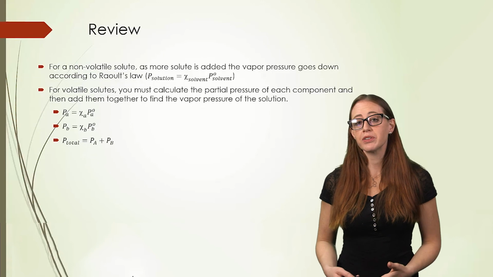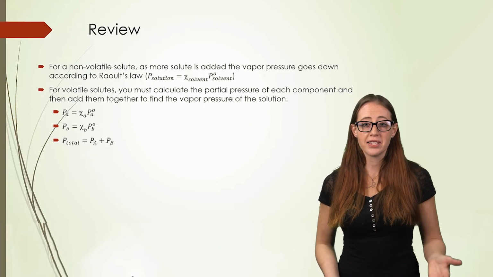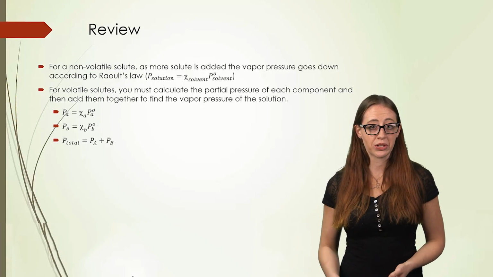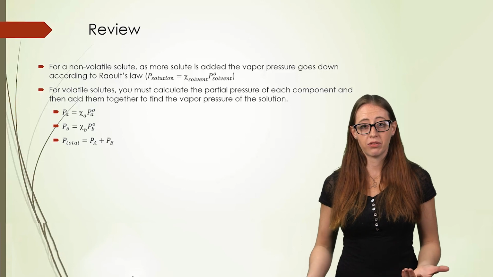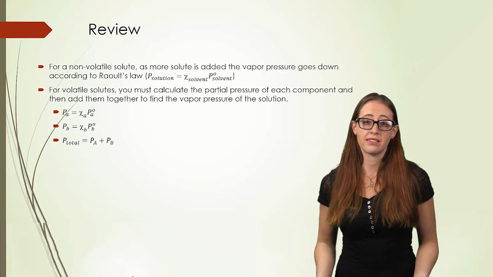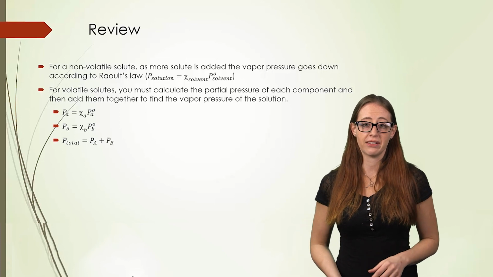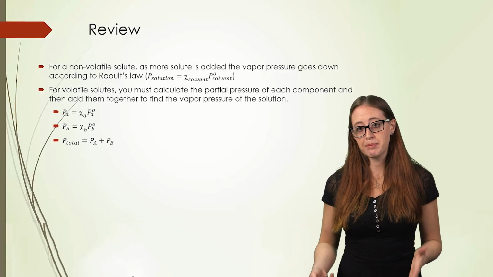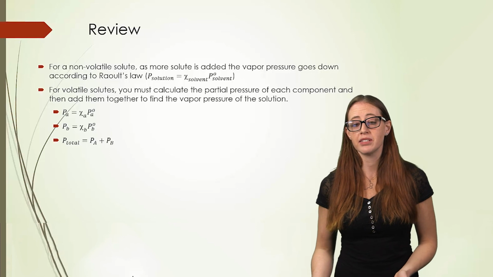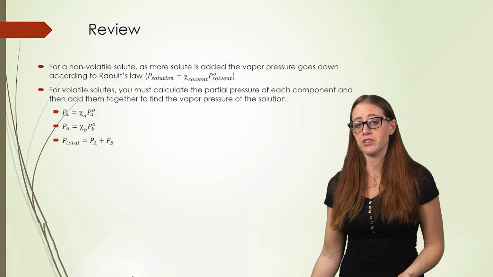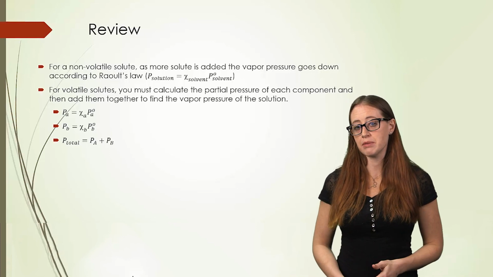In review, for a non-volatile solute, as more solute is added, the vapor pressure goes down according to the formula. For volatile solutes, you must calculate the partial pressures of each component and then add them together to find the final vapor pressure. You are responsible for being able to do both of these, even though we only did the more complicated version. So make sure you review the simpler version on your own.